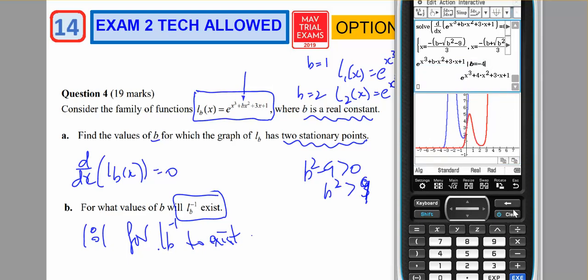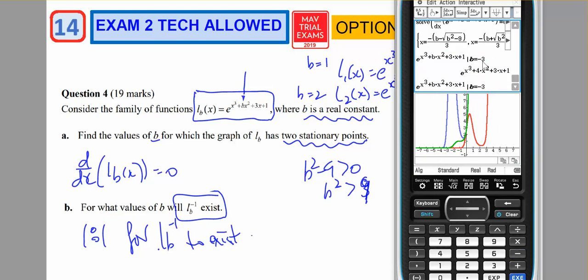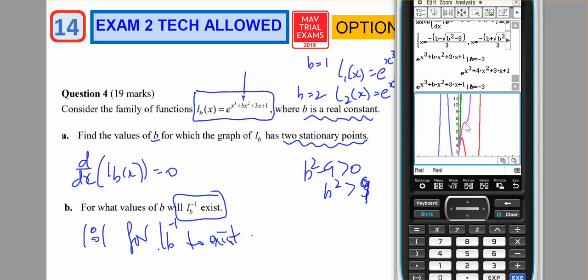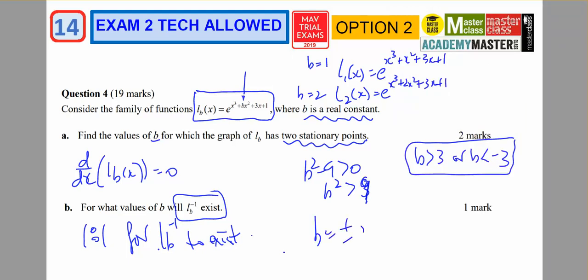So b equals 3, I would suggest, when b equals 3, I'll have one stationary point, and it will be a point of inflection, so therefore that's 1 to 1. And b of negative 3 will give me the same. And that's that pink one. Okay, so that's a point of inflection. So b equals plus or minus 3.